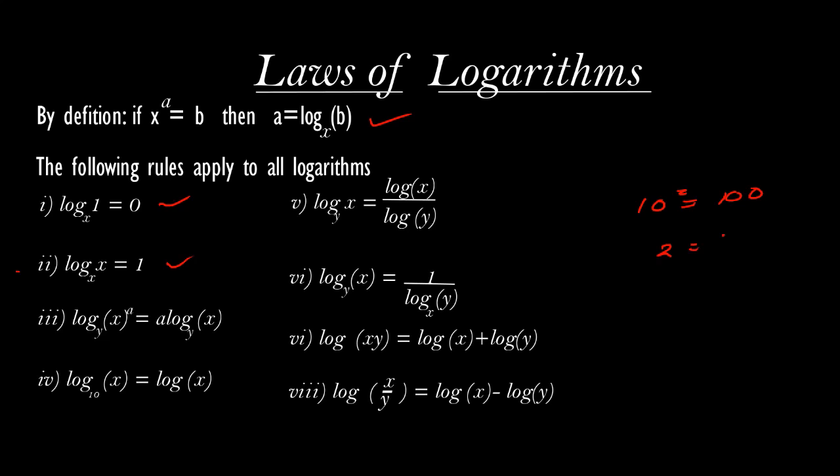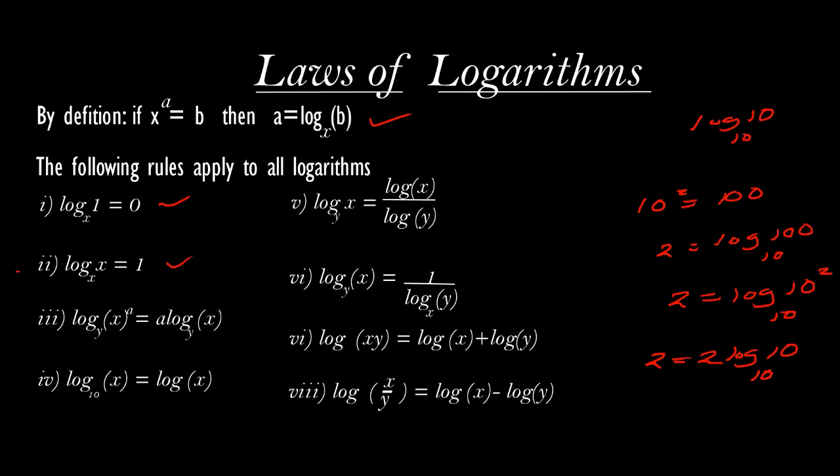Roman number 3, the power. So if you have 10 squared is 100, it implies 2 is log 100 to base 10. But 100 can be written as 10 squared. So it means 2 is equal to log 10 squared to base 10. So 2 is supposed to be equal to 2, meaning that the squared, the power, can be written as the coefficient. So it is 2 log 10 to base 10. Since log 10 to base 10 is 1, then we have 2 is equal to 2 times 1. So the power inside a log can be expressed as a coefficient, Roman number 3.